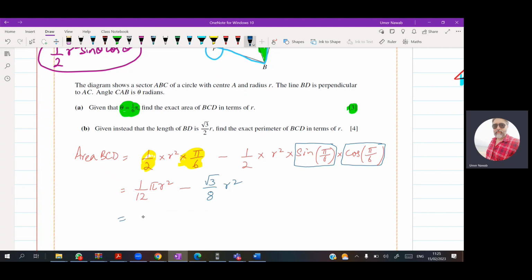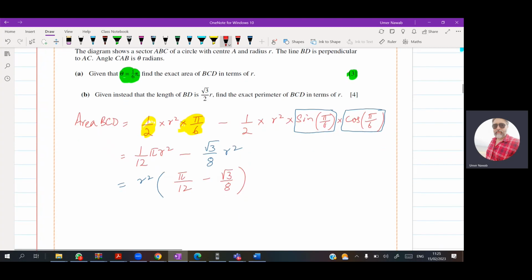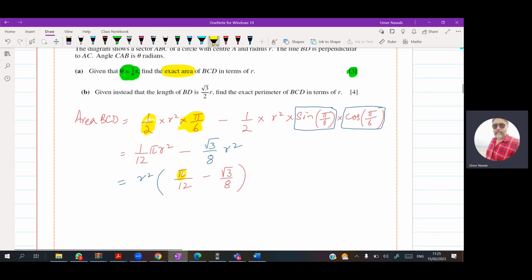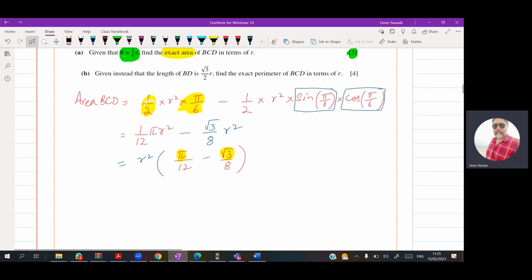If you want to factorize it, you can take r squared common and write pi over 12 square root of 3 over 8. Maybe you will be thinking, why, Mr. Omar, you are not writing the answer in decimals? Didn't you see the examiner has mentioned over here exact area? Exact means keep your answer in pi form, in surd form like a square root of 3. So this is my final answer.